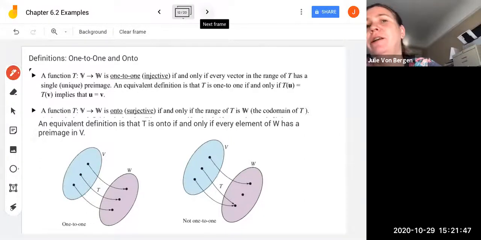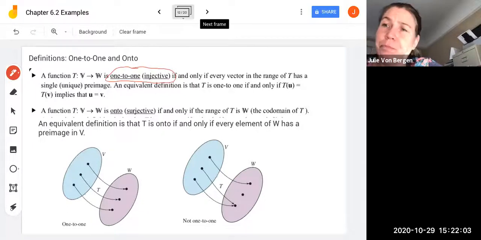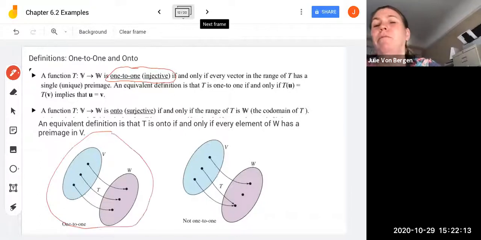So a function T mapping V to W is known as one-to-one, or also known as injective, if and only if every vector in the range of T has a single unique preimage. An equivalent definition is that T is one-to-one if and only if T of U equals T of V implies that U equals V. So our first picture here shows what one-to-one looks like. So it's essentially saying each element in V maps to a unique element in W.